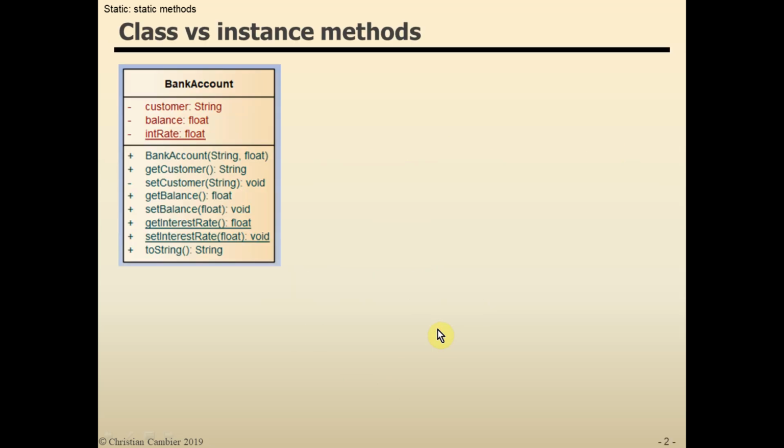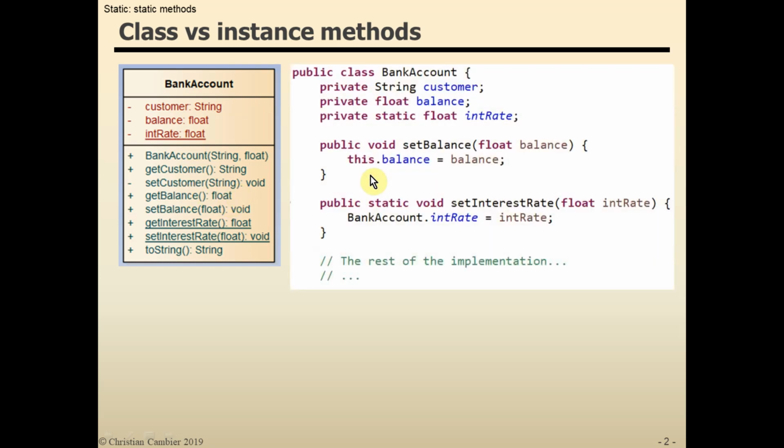I'll use the same class BankAccount as in a previous demo. For those of you who haven't watched my demo, here's a quick review. The class has three properties: the name of the customer of type String, the balance of type float, and a static property, interestRate of type float. Then two methods I'm interested in: an instance non-static method setBalance and a class static method setInterestRate.